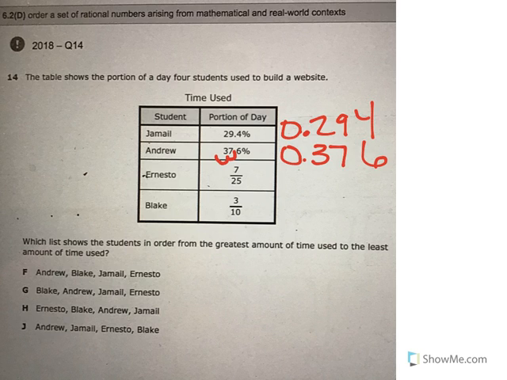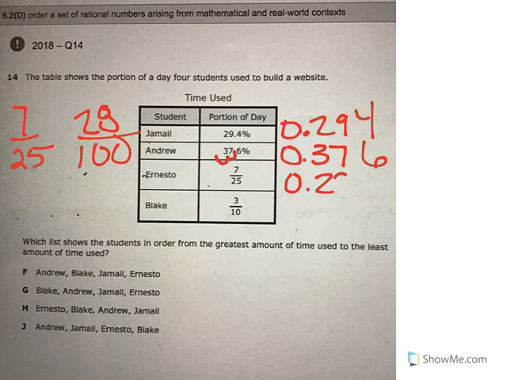Now let's do 7 over 25. There are 2 ways we could do that. We could divide the numerator by the denominator, but this one is what I like to call a pretty fraction, which means I know how to go from 25 to 100, which is times 4. Whatever you do to the denominator, you do to the numerator. And 7 times 4 is 28, so 28 hundredths. Now notice my top 2 numbers have 3 numbers to the right of the decimal, so I'm just going to add a 0 there.